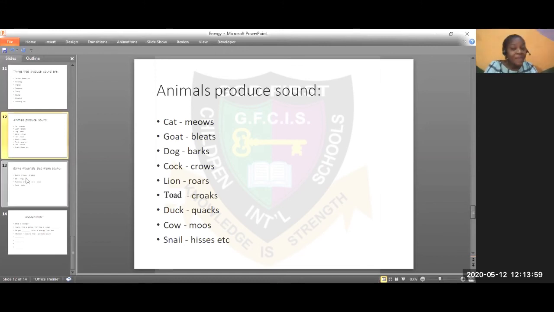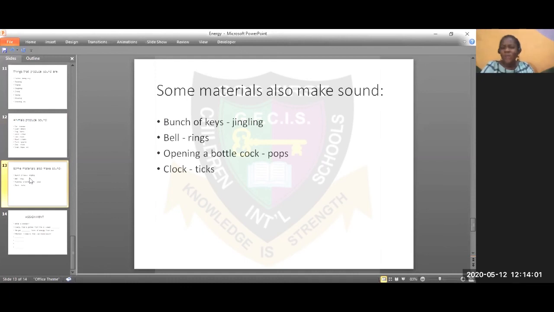It's not only human beings and animals that make sound. What other things make sound? Yes, when you have your bunch of keys and you shake it, it jiggles. When you shake the bunch of keys, it jiggles. And your bell. You ring your bell. Then, at times, when mommy opens a bottle of Coke or Pepsi, the cork, once she opens the cork like this, you hear the sound.